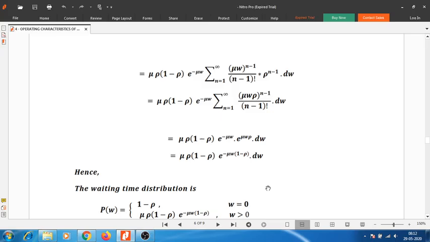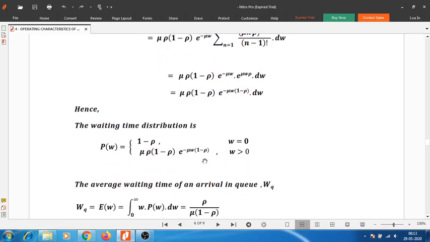Okay, so this is the waiting time distribution of the customer in the model M1. This is valid for n equal to 0 and n greater than 0. Again, note this point in your notebook: write W for n equal to 0 and n greater than 0.